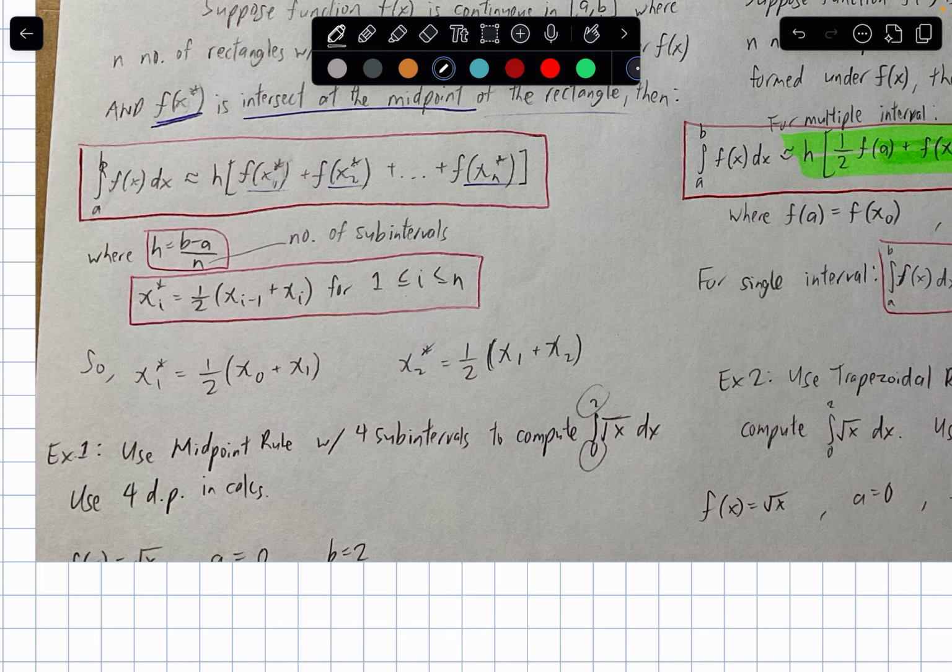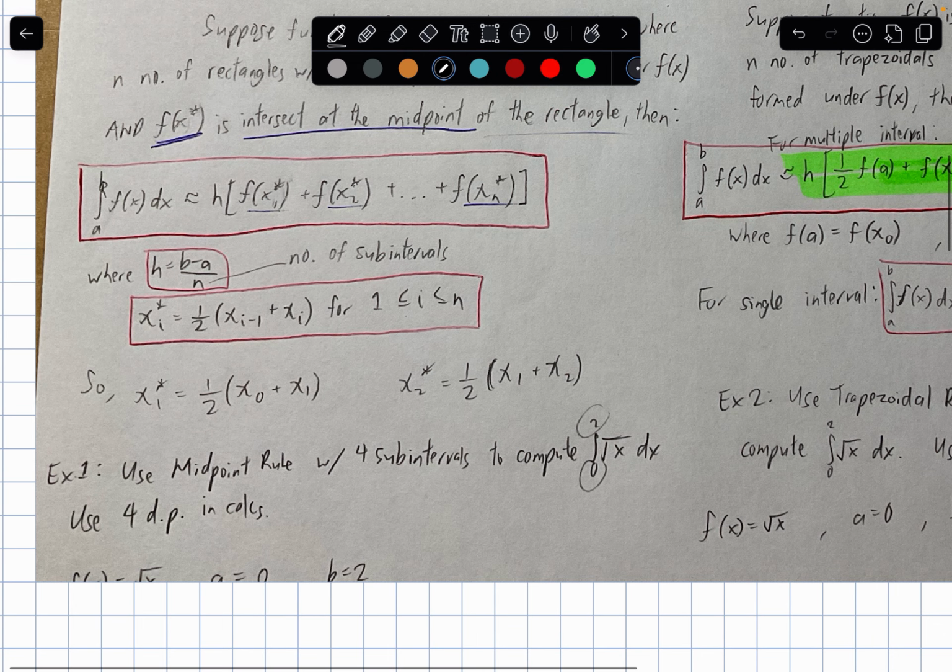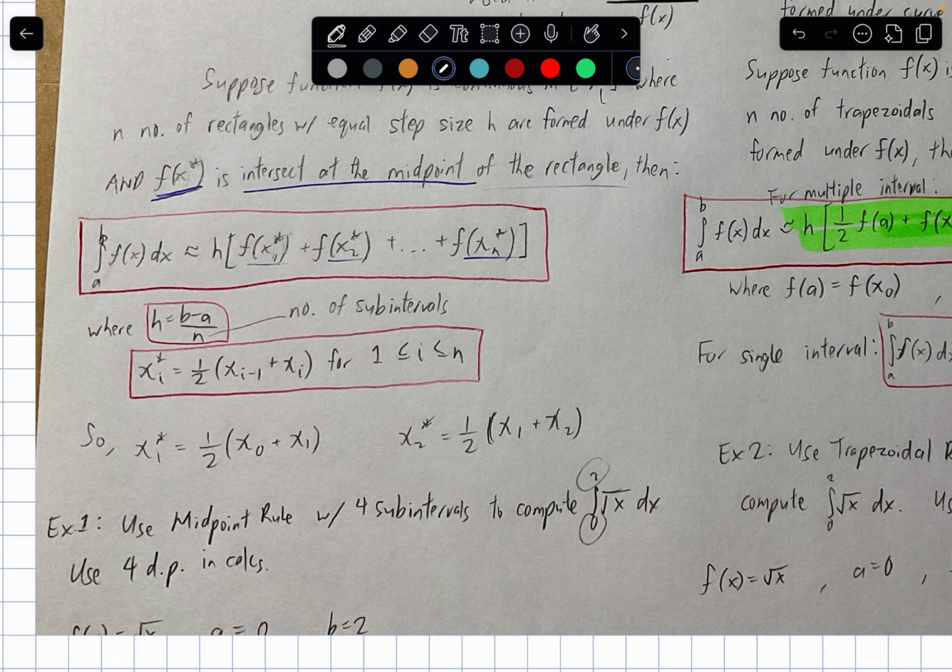Again, x sub i asterisk is basically the midpoint. The formula for that is 1/2 times the quantity x sub i minus 1 plus x sub i itself. So, for example, if what we're looking for is x sub 1 asterisk, then it's 1/2 times x sub 1 minus 1, so x sub 0, and then just copy x sub 1. That's all. You apply the same logic to find x sub 2 asterisk, etc.